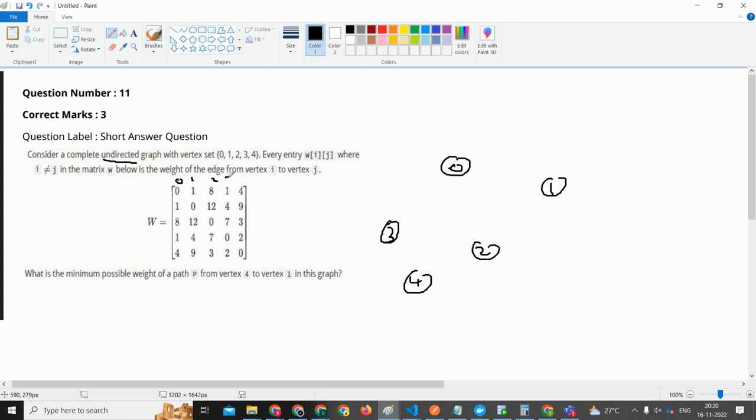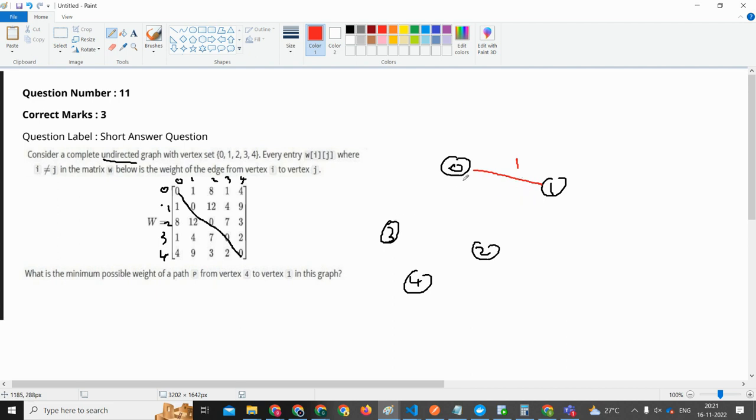Okay. 0, 1, 2, 3, 4. Since this is undirected, the matrix is diagonally symmetric, right? You're able to see it, right? Then we have to mark it. Start from 0 to 1. 0 to 1, it's 1.